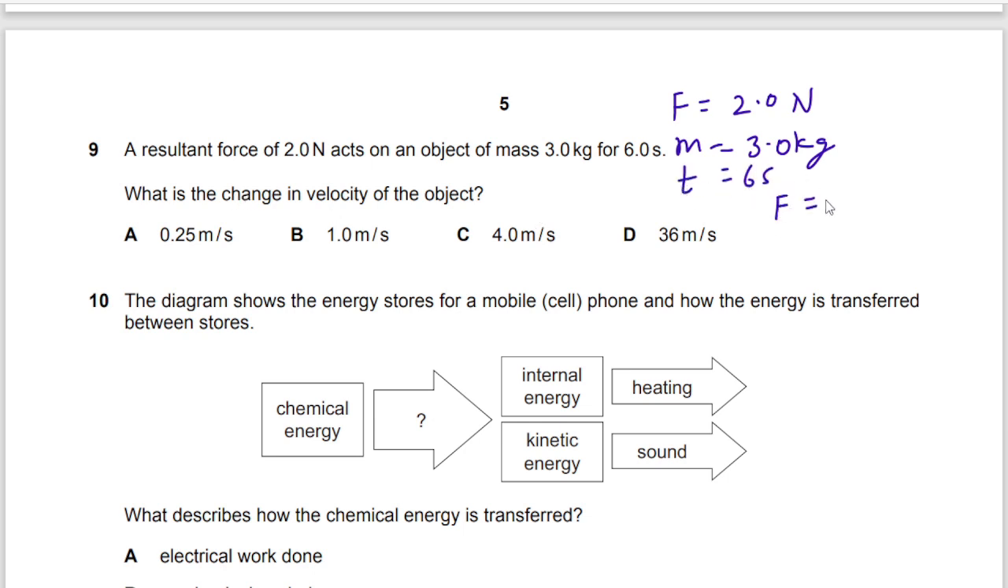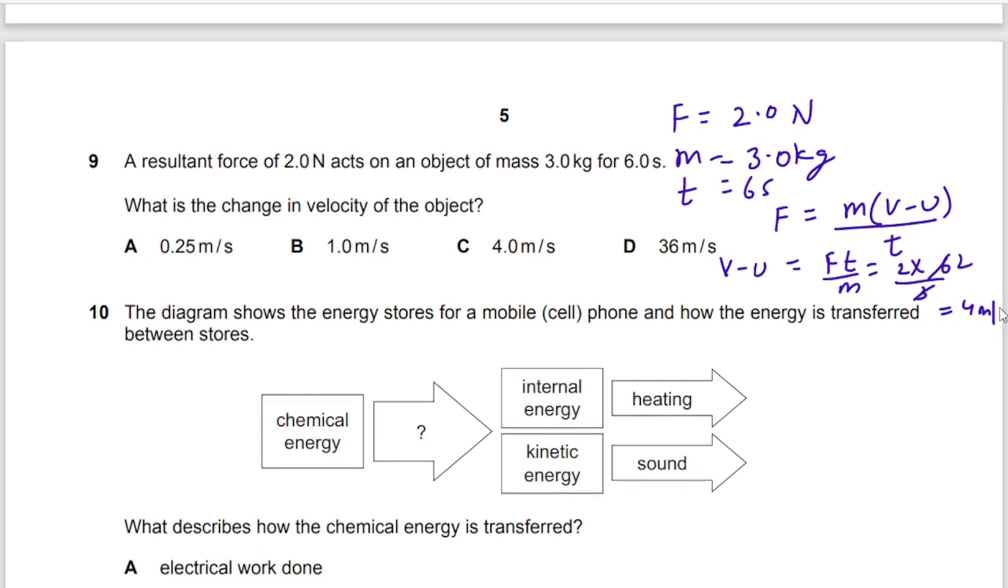If I use Newton's second law, F equals m(v minus u) by t. What I have to find is the change in velocity, that is v minus u. So v minus u equals Ft over m. If we put in the values, F is 2, time is 6, and mass is 3. If I solve it, I get 4. Sorry, it's change in speed, so it's meter per second. So the correct option is 4 meter per second, option C.